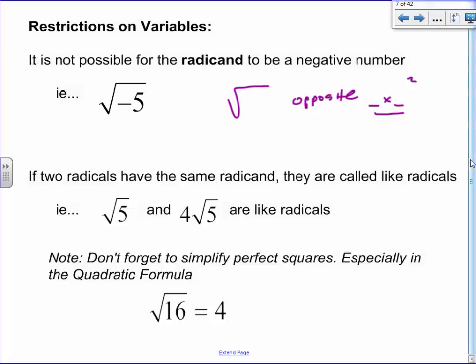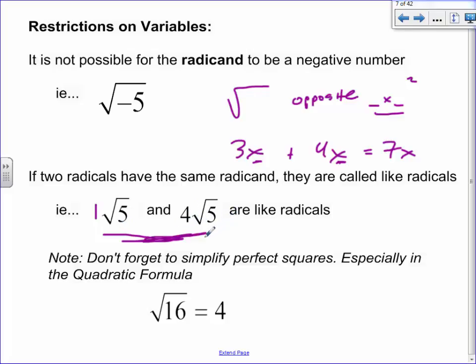Okay, other terms we should know. These are considered to be like radicals, kind of like with the words like terms. If I gave you 3x and 4x, you can add them together to get 7x because they have the same x. Well, the same thing happens to radicals. This is a 1 root 5. This is a 4 root 5.